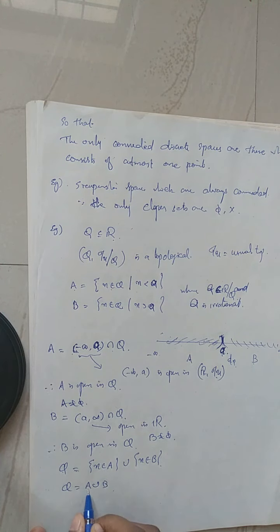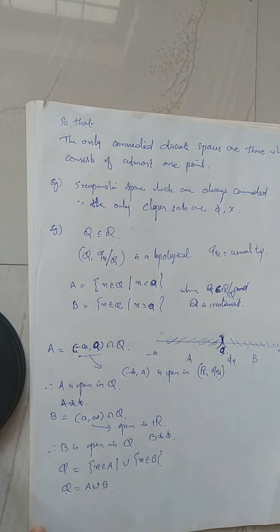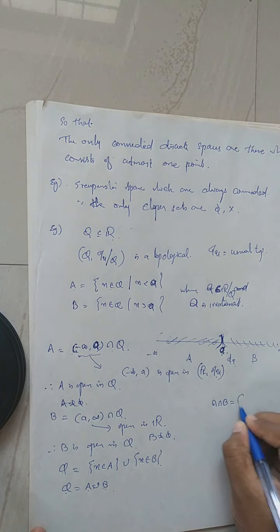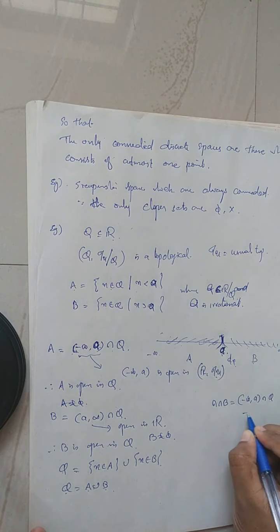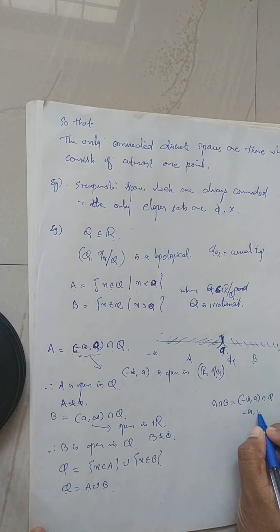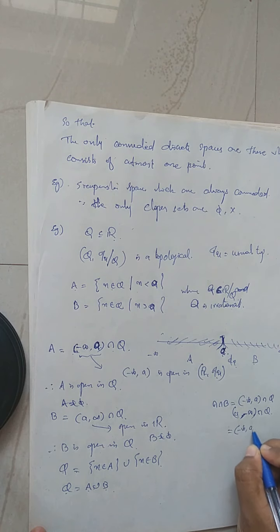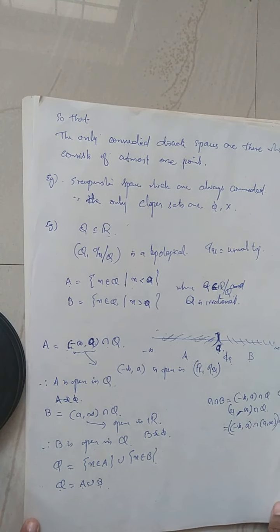And you know that A and B are non-empty. Also, what is A intersection B? A intersection B is minus infinity a intersection Q intersection a comma infinity intersection Q, and this is equal to minus infinity a intersection a comma infinity intersection Q, right?